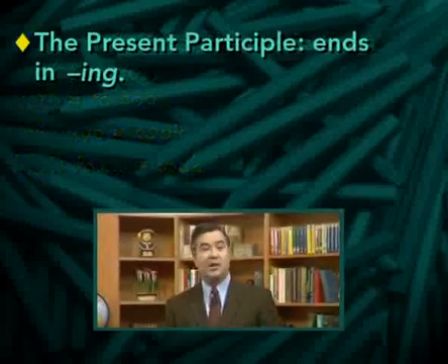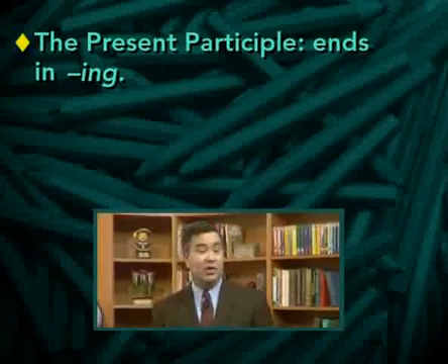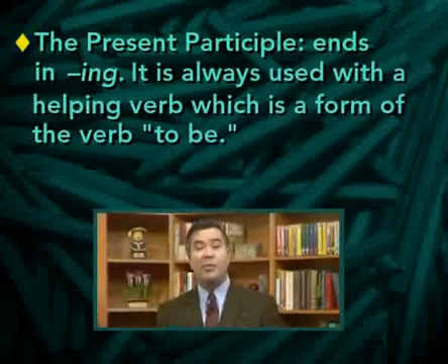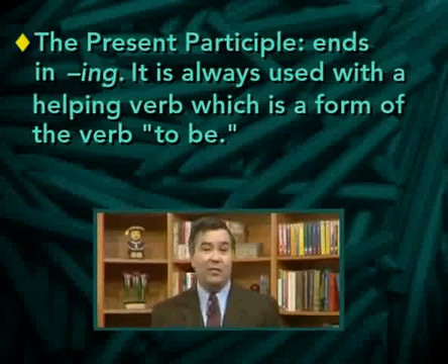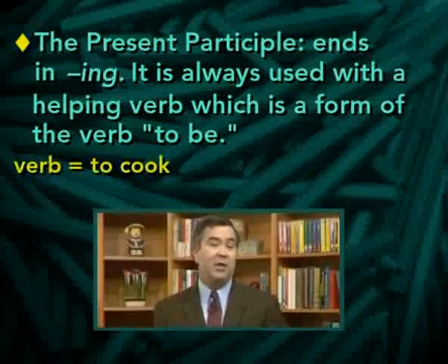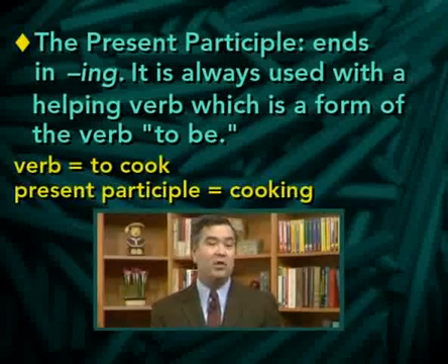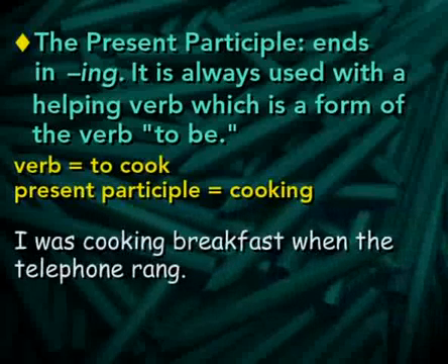The present participle ends in the letters ing. As you'll see, the present participle of any verb is always used with a helping verb, which is a form of the verb to be. Take the verb to cook again. The present participle would be cooking, and it would always be used with a helping verb that's a form of the verb to be. For example, you might say, I was cooking breakfast when the telephone rang.